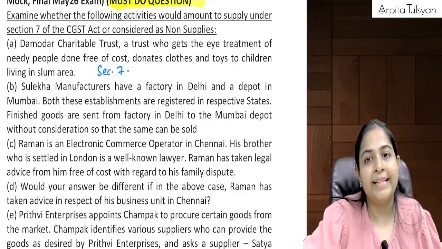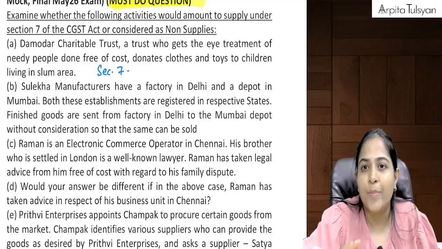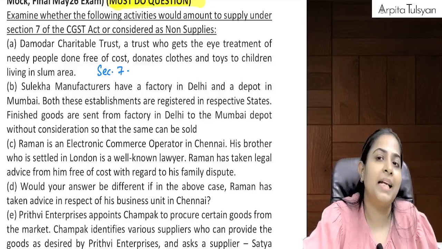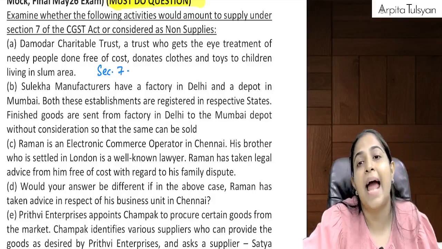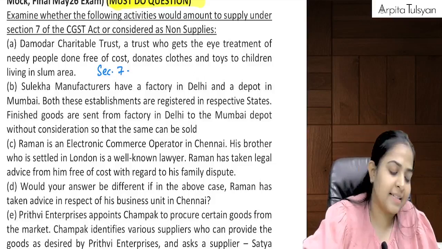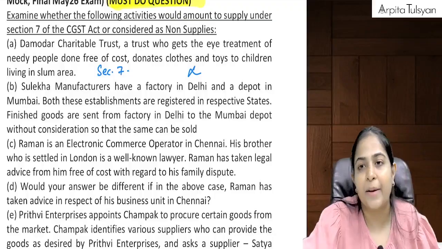So we will write there. First, we'll write the requirement of section 7(1)(a), which says that there should be some supply happening, plus there should be a consideration, and plus it should be done in the course or furtherance of business. But here the consideration is missing, and the course or furtherance of business test is also missing. So this transaction cannot be considered as a supply as per section 7.